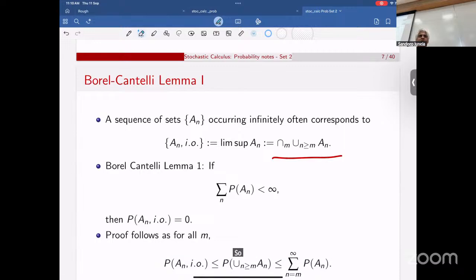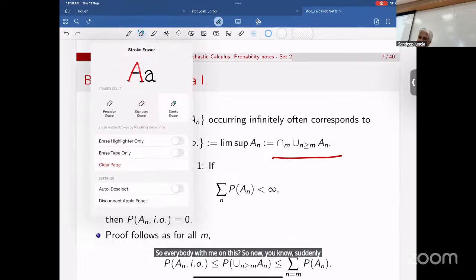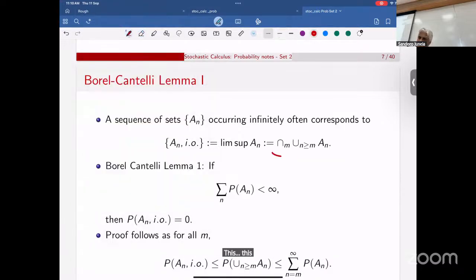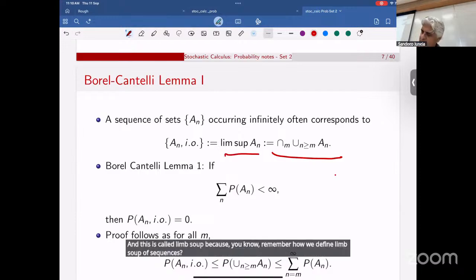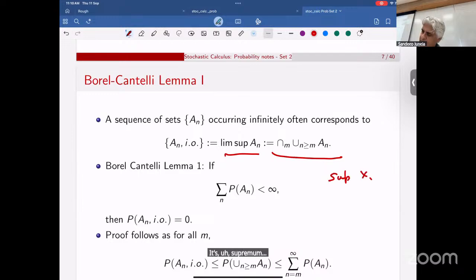So is everybody with me on this? Now suddenly this notation has come alive. It's exactly all the omegas which belong to infinitely many A_n. And this is called limsup because remember how we define limsup of sequences? It's the supremum of x_n for n greater than or equal to m, then the infimum over m. You've seen this definition of limsup. Isn't it the limit as m goes to infinity? No, there's an inf there.